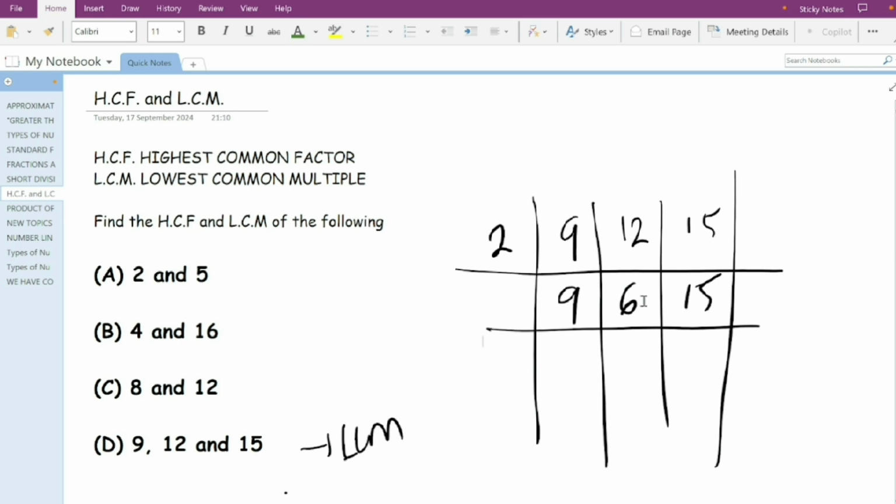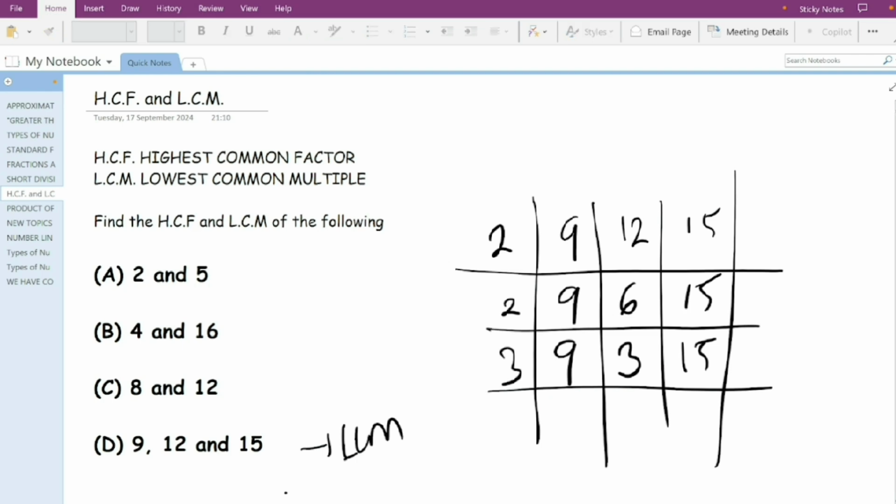So can 2 still go in any of them before we switch to the next prime number? 2 can go in 6, so take 2. 2 can't go in 9 without a remainder, so repeat 9. 2 in 6, or 6 divided by 2 is 3. 15 can't divide 2 without a remainder, so repeat 15. Look at the next line. 2 can't go in any of them. So the next prime number is 3.